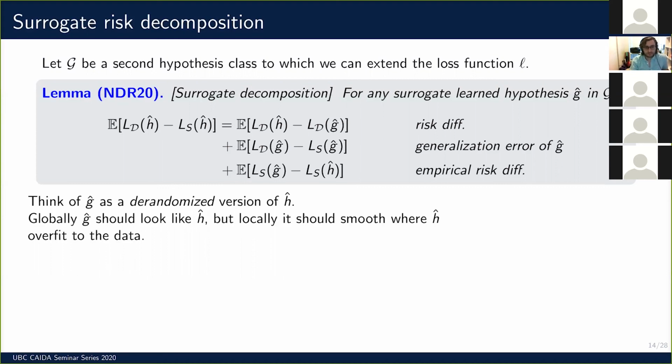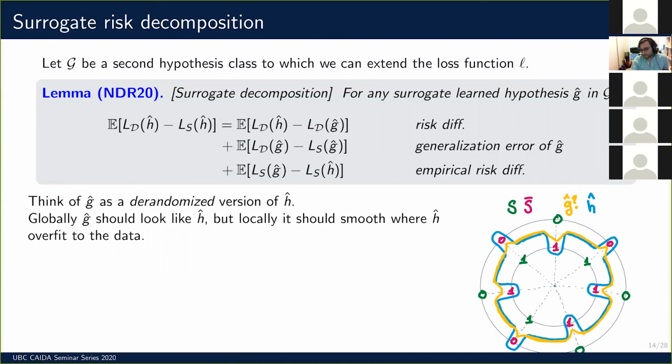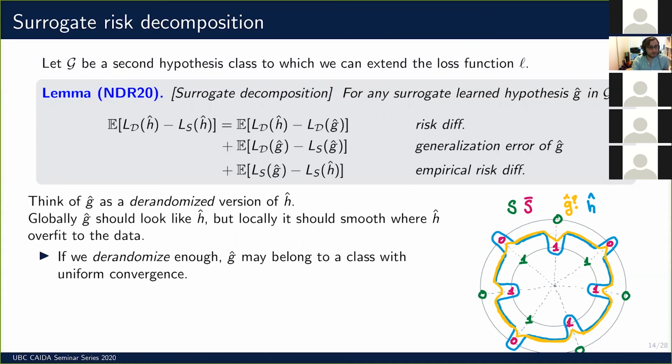So globally, G hat should look like H hat, and locally it should smooth out where H hat had overfit to the data. And so in the picture that we had before, we might hope for something like the gold decision boundary. So maybe our G hat still overfits a little bit, but it doesn't do so enough to break, essentially. So if we de-randomize them enough, our surrogate hypothesis may yet belong to a class with uniform convergence.